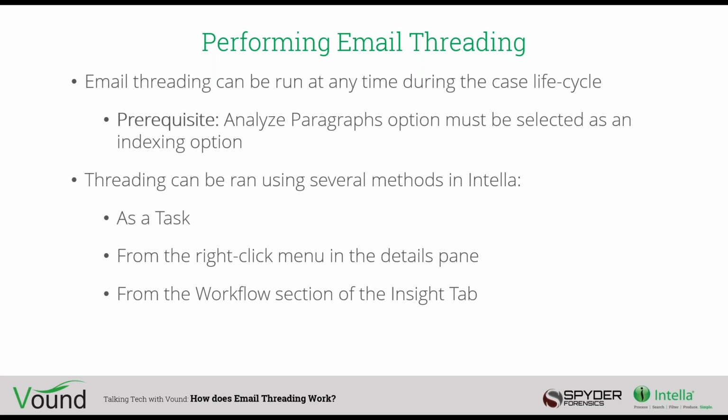One prerequisite for running email threading is you have to have the Analyze Paragraphs option enabled during indexing. And this is how Intella is able to identify your non-inclusive and inclusive emails. So if you want to run email threading, just make sure you check off that Analyze Paragraphs option when you're adding your data sources.